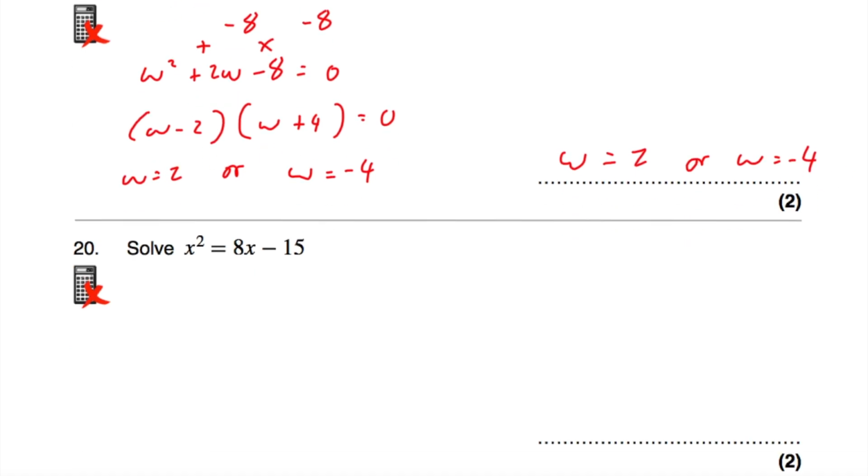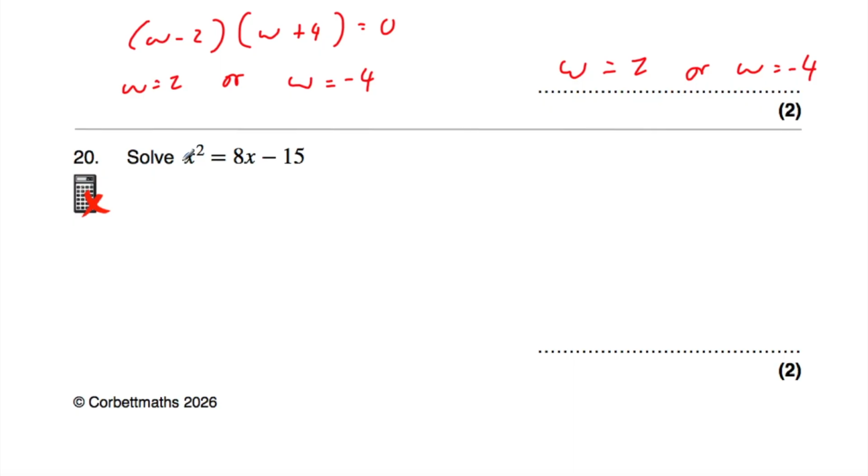Okay, let's look at our next question, question number 20. So question number 20, we've been asked to solve x squared equals 8x minus 15. So again, this doesn't equal 0. Now here we've got the x squared being positive on the left-hand side, so I'm going to want to keep it on that side. If there was a minus x squared, I'd probably want to add x squared to both sides, but in this case, we do have that x squared being positive.